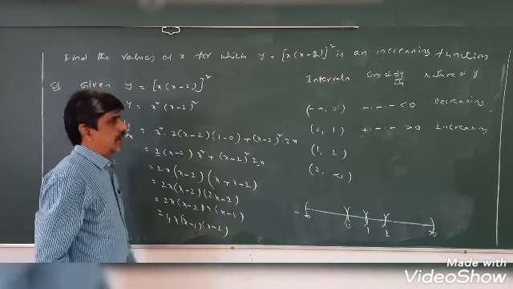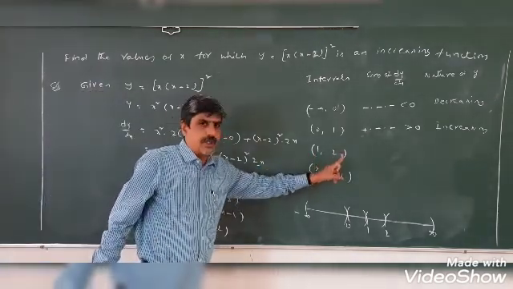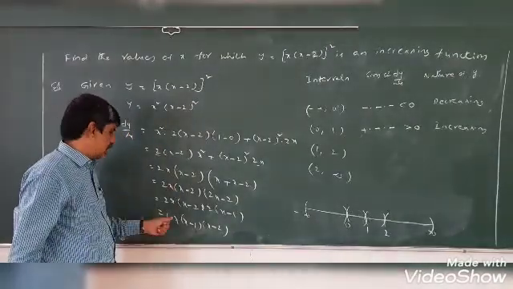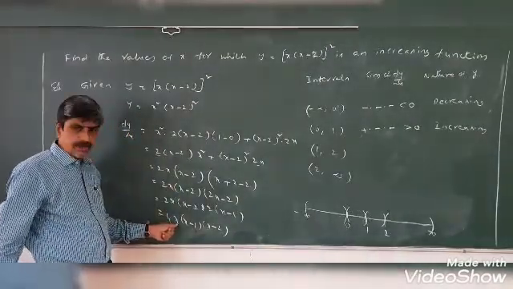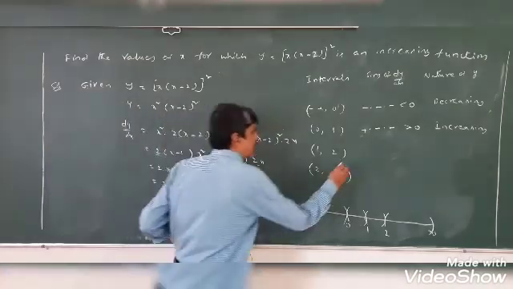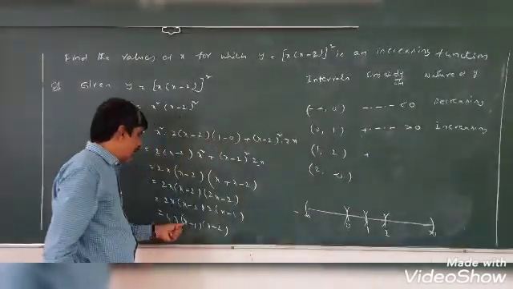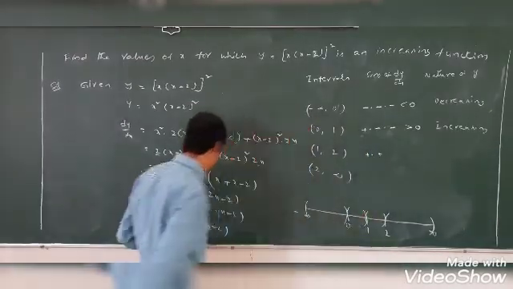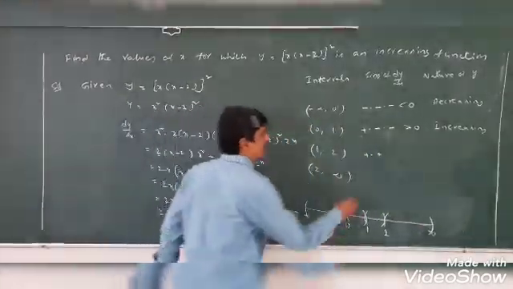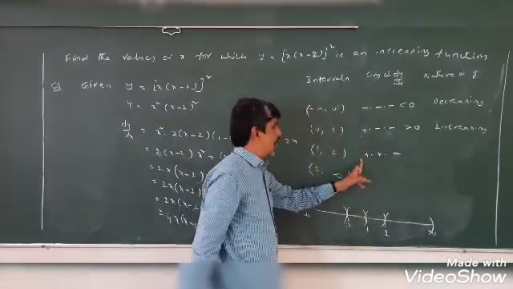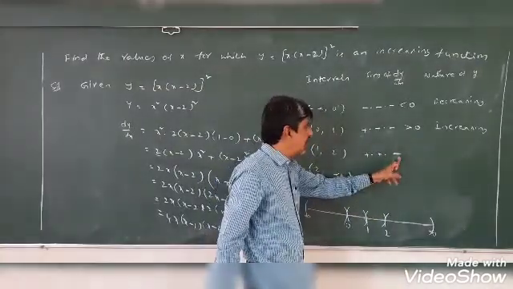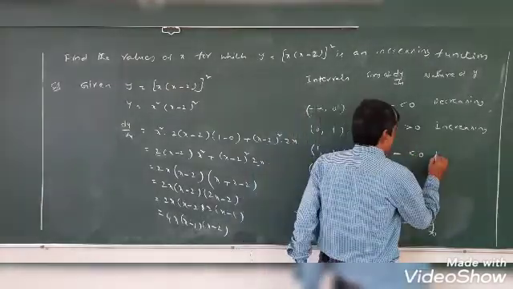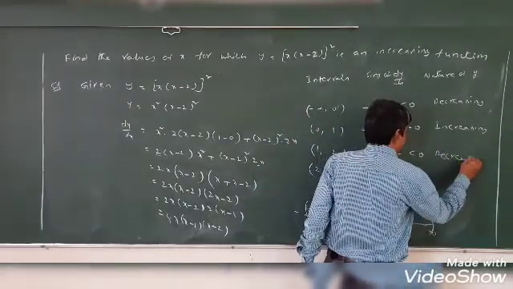Next, there are infinitely many values in the interval 1 to 2. Suppose one value is 1.1. So 1.1 means this value is positive, into 1.1 minus 1, this value is also positive, and 1.1 minus 2, this value is negative. Positive into positive, positive into negative. So negative means less than 0, and less than 0 means decreasing.